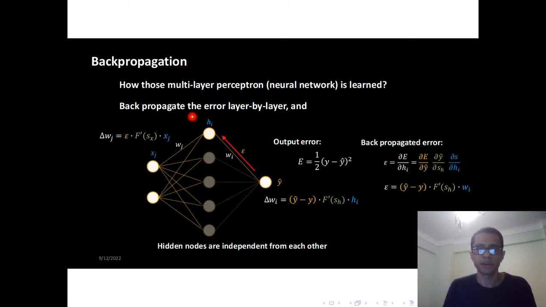Then we calculate the error signal, epsilon, which is the partial derivative of the error to the hidden node value and is given by this chain rule formula from calculus. The error epsilon is used to calculate the gradient of the weights wj in the previous layer according to this formula, and the weights can be updated by subtracting the gradients from the weights incrementally by the gradient descent algorithm as was explained before.